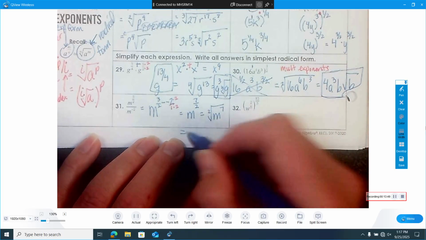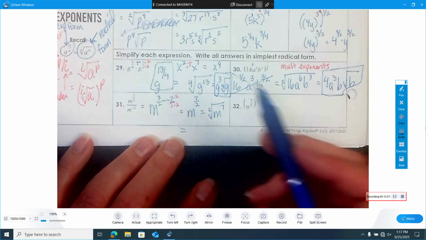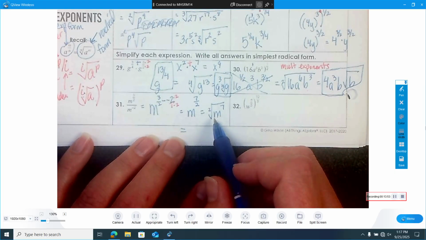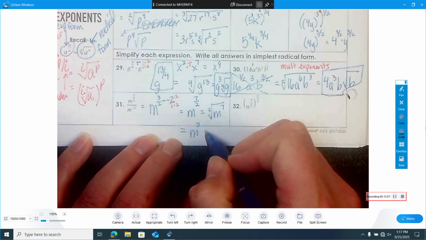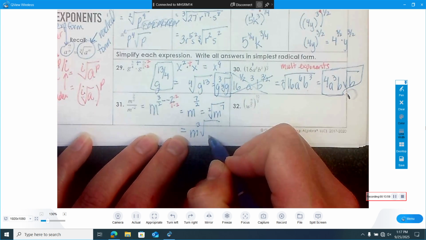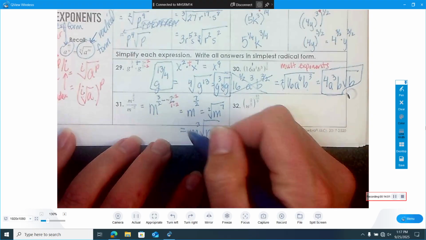And we can go one more step there. How many groups of 2 come out? 3 groups of 2, so m cubed. And then 1 left over there. So there we go.